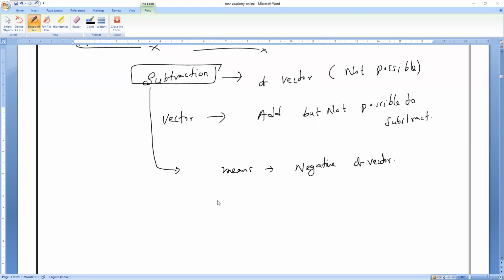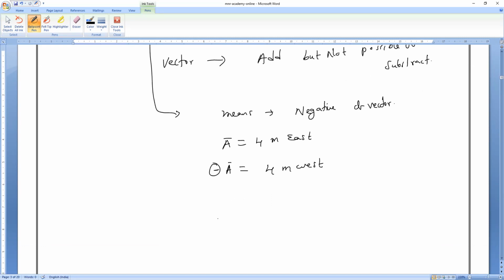For example, the vector A is equal to 4 meters east. Now I will say another vector is minus A, which is equal to 4 meters west. So here, what is the minus indicating? Is it a vector minus, or is it indicating the direction opposite to the first case? This minus is just indicating the opposite of the first case. That is what you have to remember.